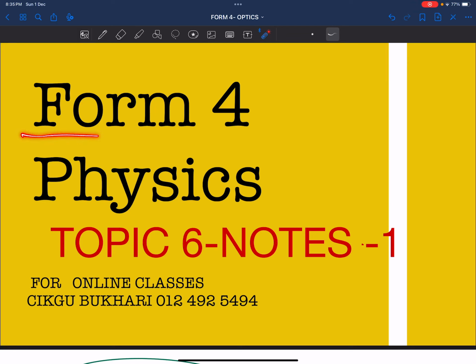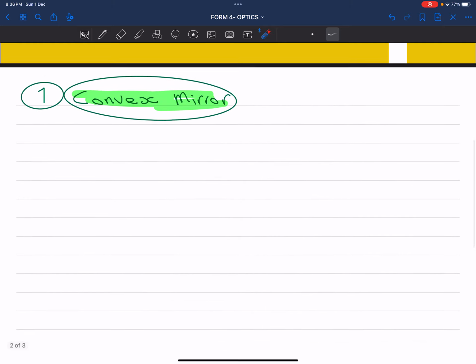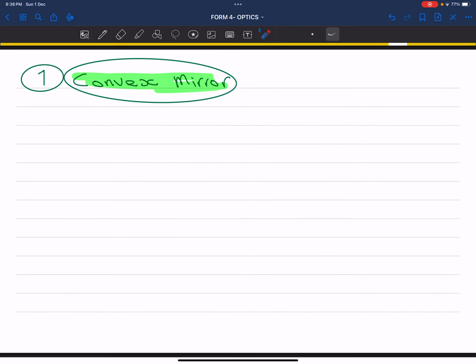Welcome, Form 4, Physics, Topic 6, Optics, Notes, Lesson 1. First, we learn convex mirror.